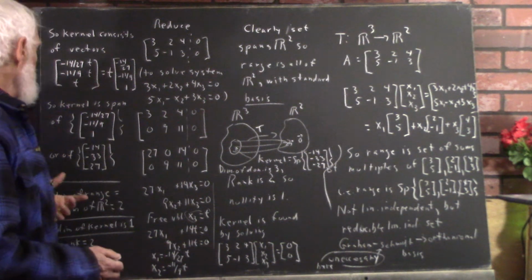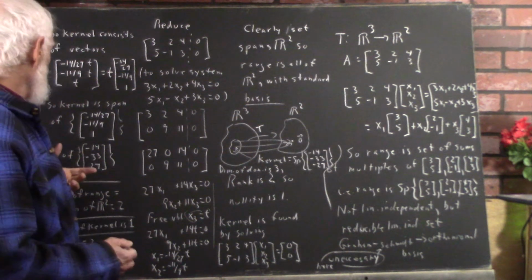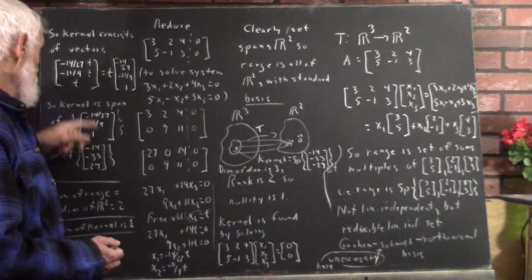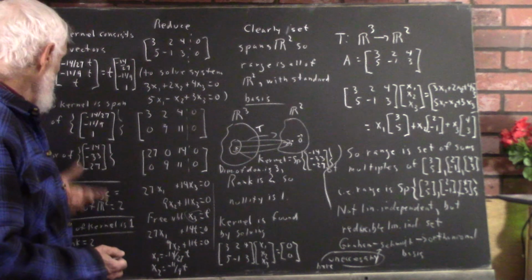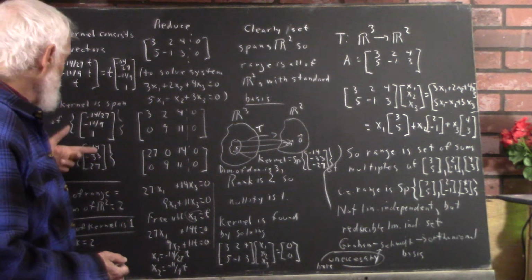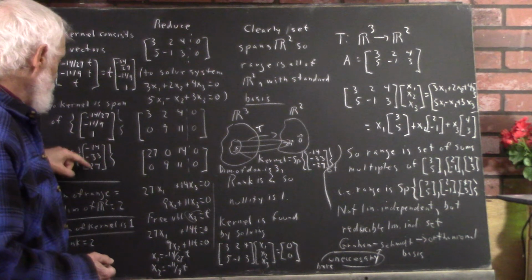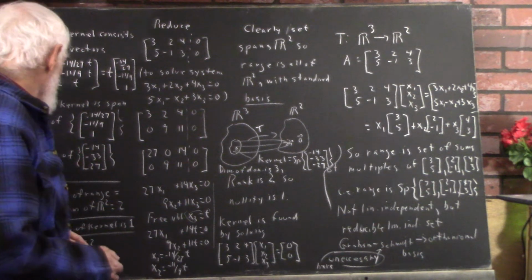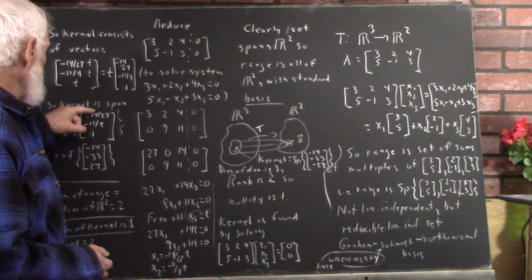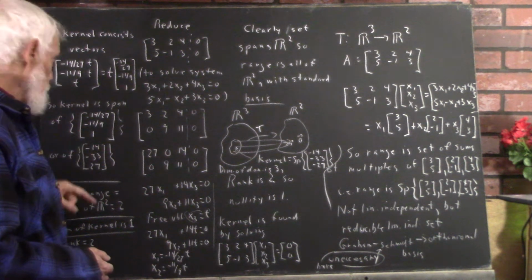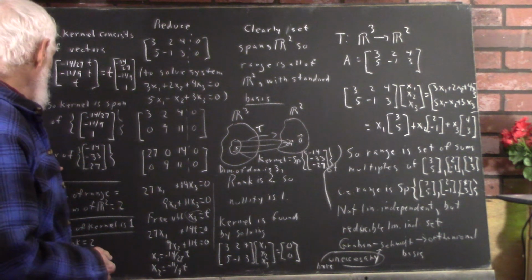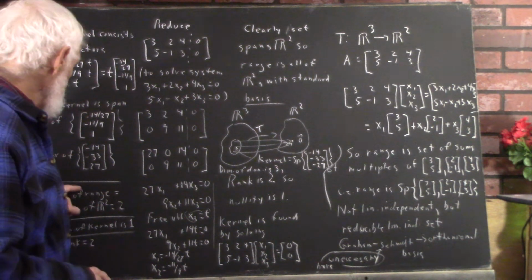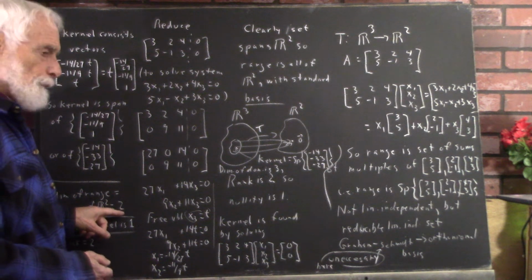We could equally say it's the span of a vector that's 27 times this vector, or any number times this vector. I chose 27 because if I take 27 times this vector, I'm going to get all integers. And that's easier to look at than fractions. Okay, so multiply all these by 27, I get negative 14, negative 33, 27, and your kernel is the span of this vector.